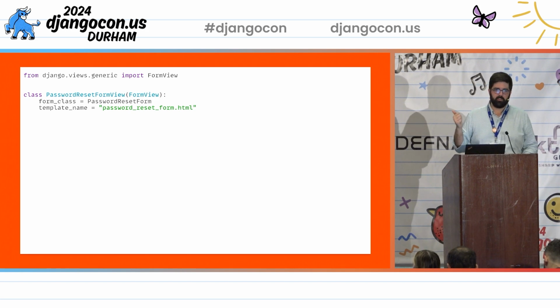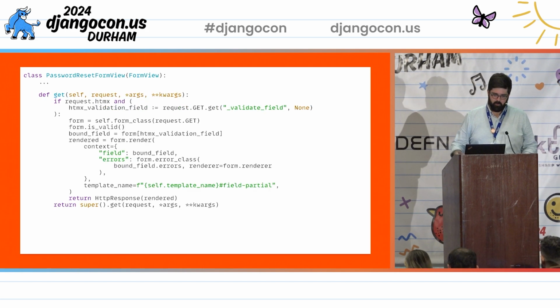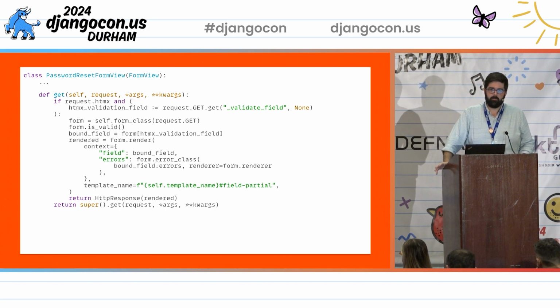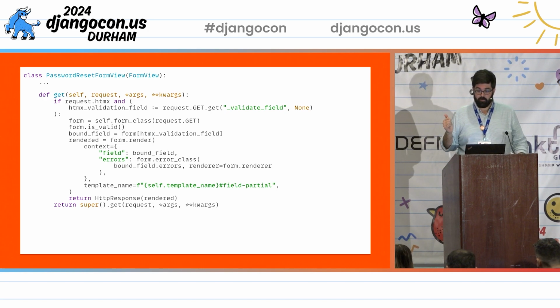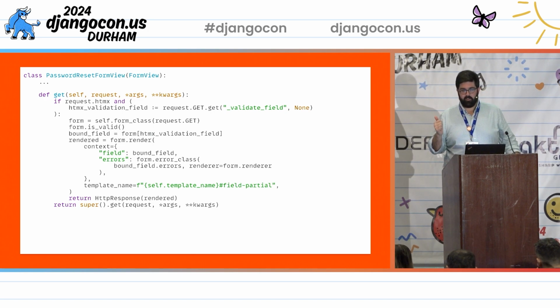As a reminder, this is what it looked like. Very simple. It's about to get more complicated. We're going to override the get method, and we're going to check if the request is an HTMX request using Adam Johnson's Django HTMX package. We're also going to check for the get request for that validate field variable that we set in the request. And if we have both those things, we know we're trying to validate that specific input.